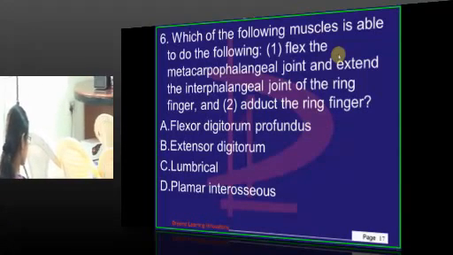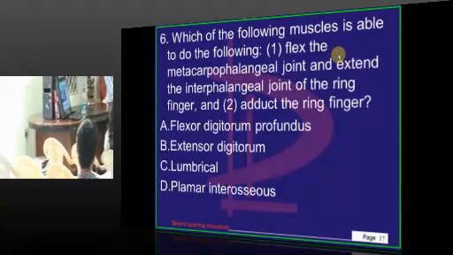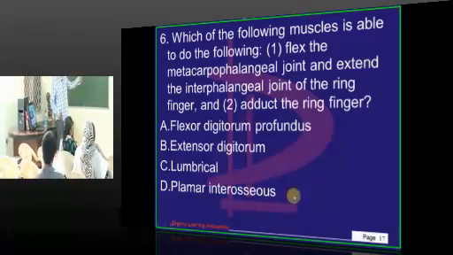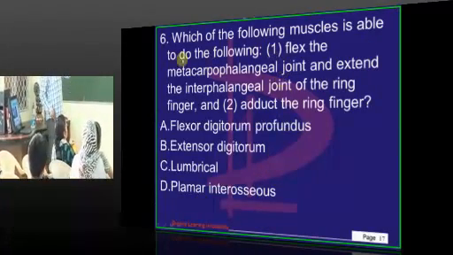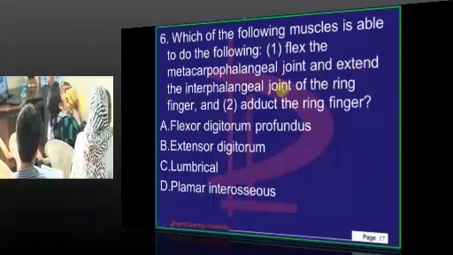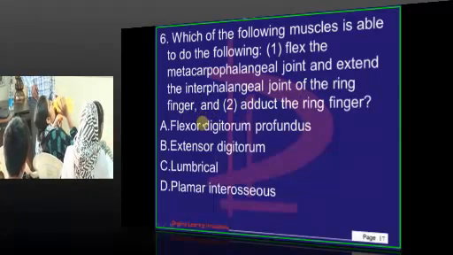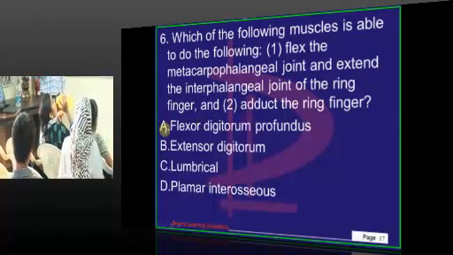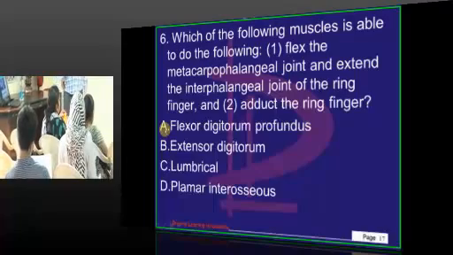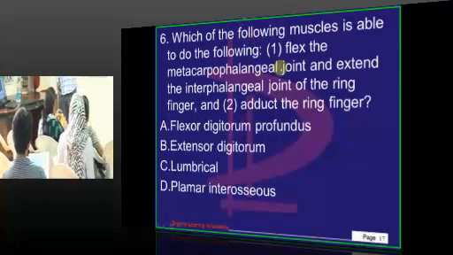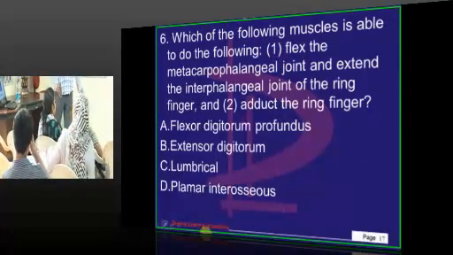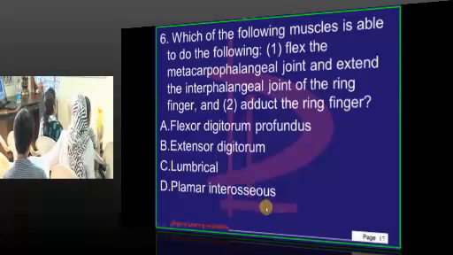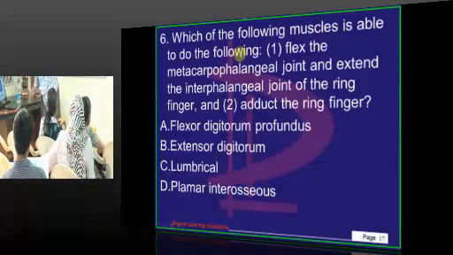Is it lumbrical or something else? I said adduction of the finger also is involved, no? If I only say flexion of the metacarpophalangeal, extension of the interphalangeal joint of the ring finger, you may possibly think lumbricals. You remember, no? But I am also saying adduction of the ring finger. So that is the reason for what becomes the answer.